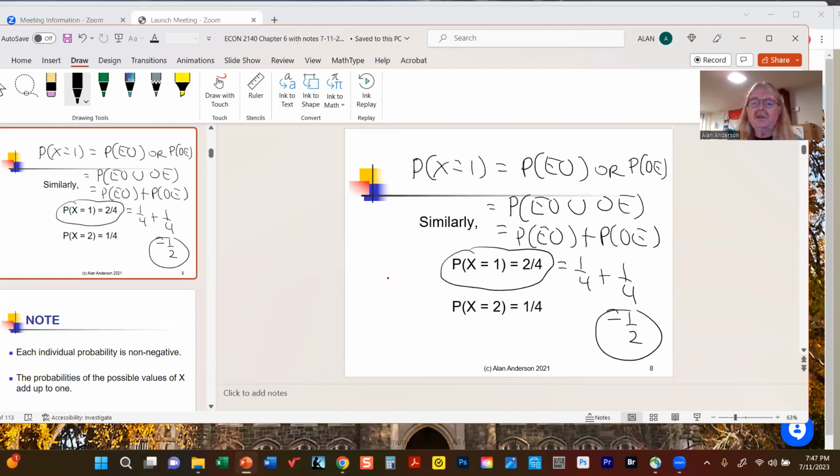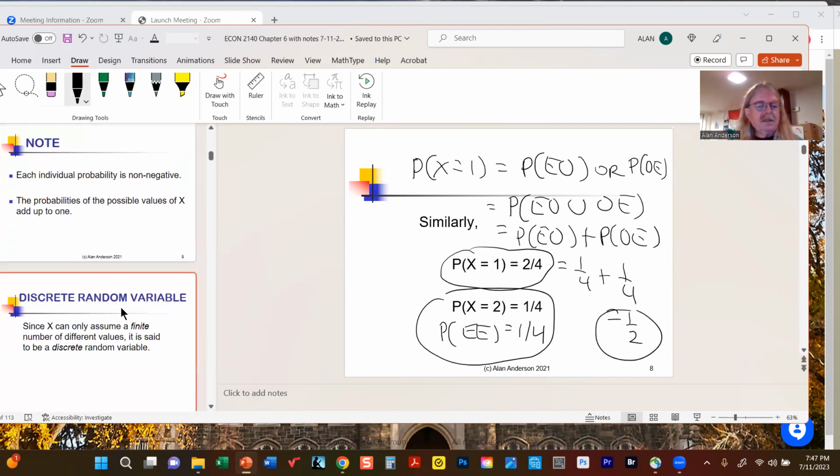And then finally, x equals 2. That's pretty straightforward because this is the same thing as saying the probability of getting EE. There's only one way that can happen. And so we end up with a quarter because these two represent the same outcome.